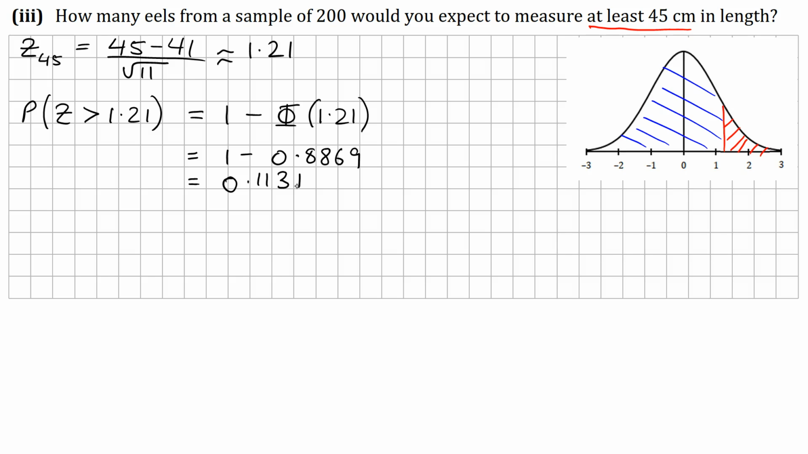So I need to find how many eels. I take my 200 and multiply it by 0.1131, and that will give me 22.62. So this implies approximately we will need at least 23 eels.